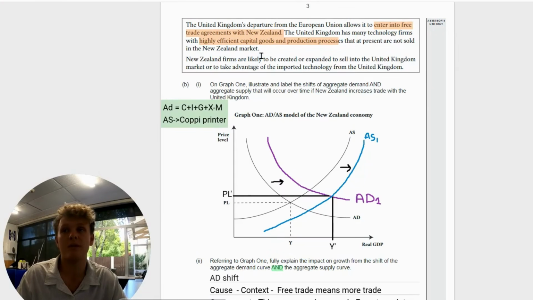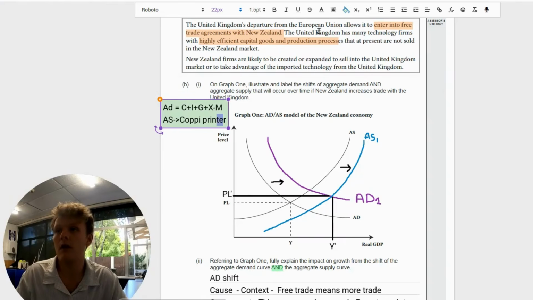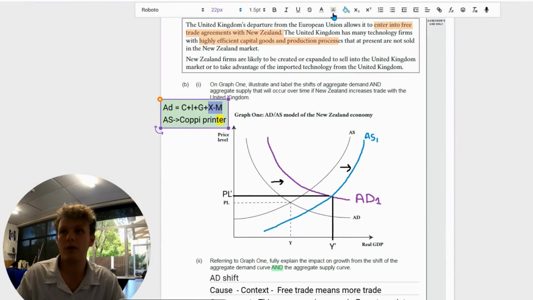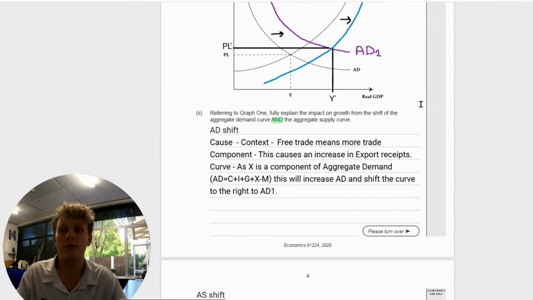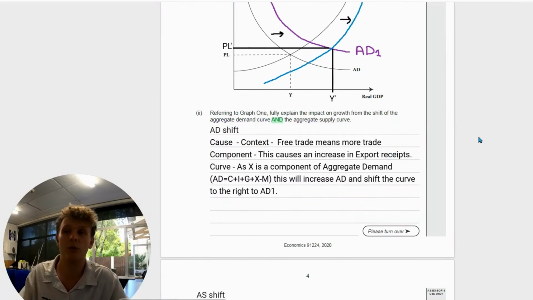So we get the increased capital goods, which means we're more efficient. And in fact, we've got more technology, so we're going to highlight that technology. And then for the AD model, it's the net exports changing. Then we're going to use our 4 C's structure to answer the question. So the cause, we're going to use the context for the first sentence. Free trade means more trade. So because of the free trade agreement, New Zealand and the United Kingdom are going to trade more.